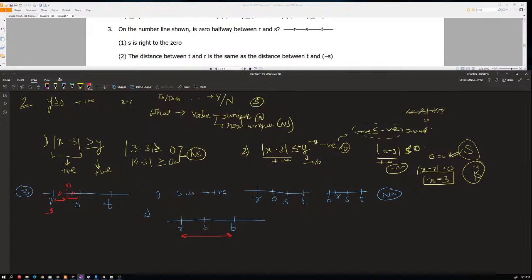So this distance is equal to the distance between T and minus S. If S is here, minus S has to be on the other side of 0. So if 0 is somewhere on this side, suppose 0 is here, then minus S is here, and this distance is equal to this distance. This is one condition. In this condition, 0 is not in between R and S.